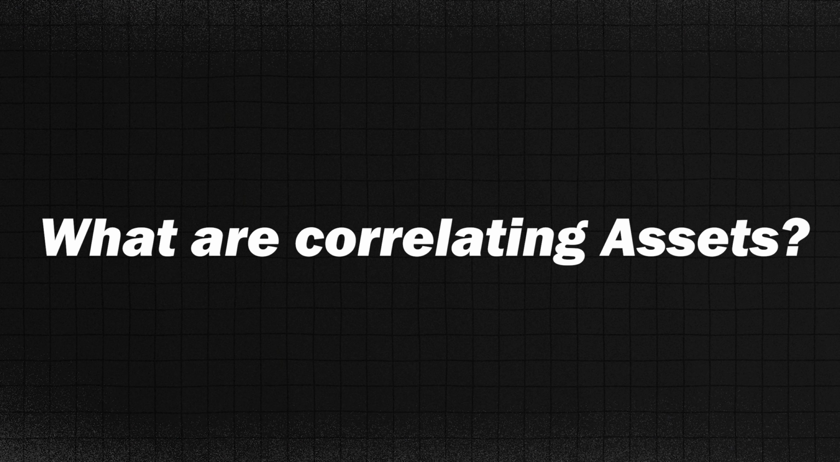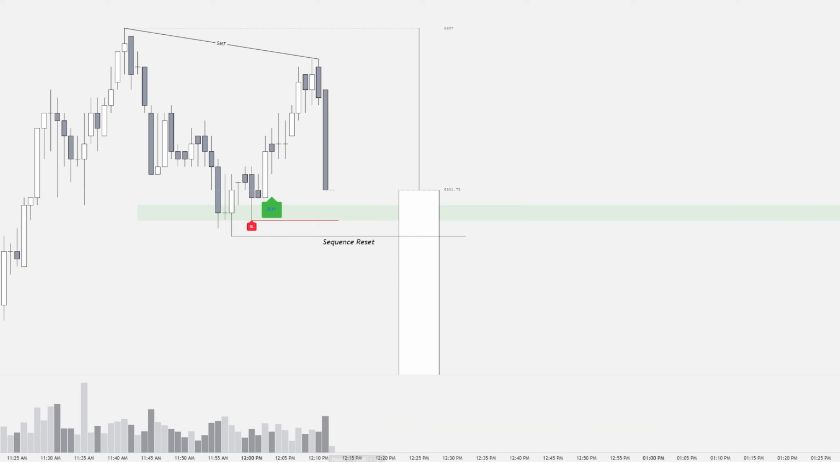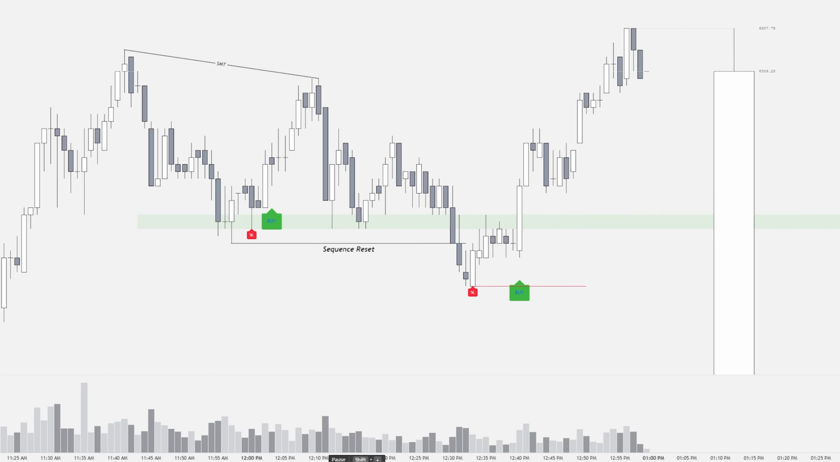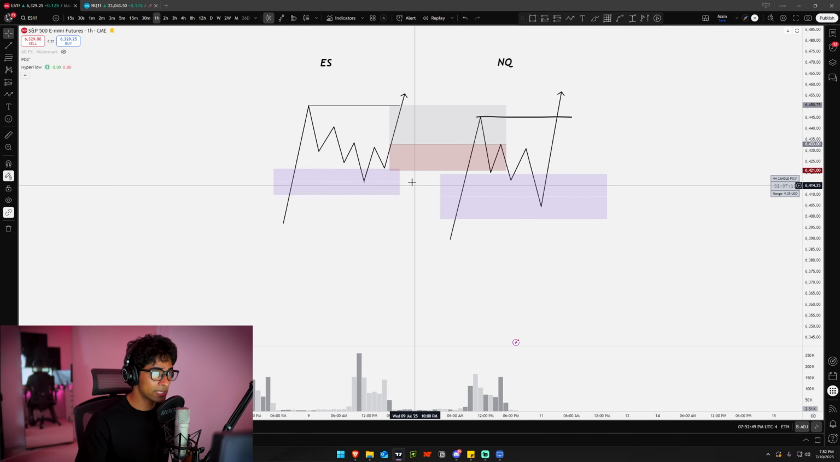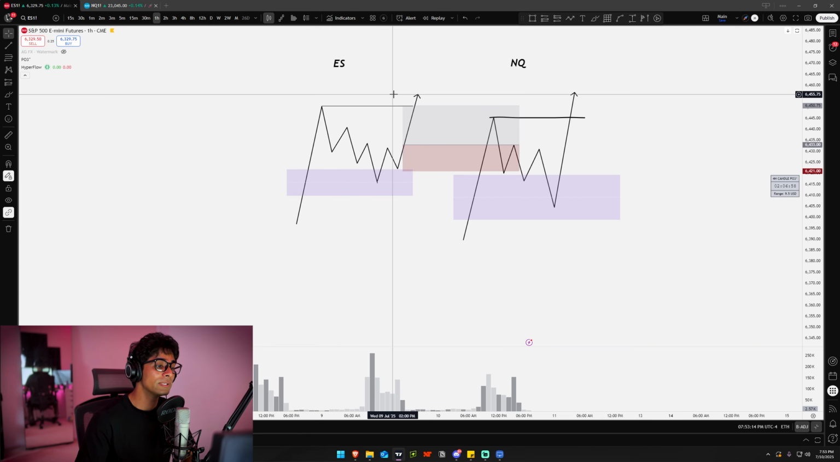Now, what are correlating assets? Two assets that move in sync, right? When they don't, something's up. Now, what is a sequence reset? Price needs to take out the low or the high created when we trade into the fair value gap. That's your reset button. So for example, if you're in a long right here with the stop loss under this low, what is your sequence reset level? Your sequence reset level is your lowest low that is created after trading into the higher time frame fair value gap, which is this low, and highest high in a bearish setting. You only look for sequence resets when the setup becomes invalid completely. So either you have a break-even trade or your stop loss is hit.